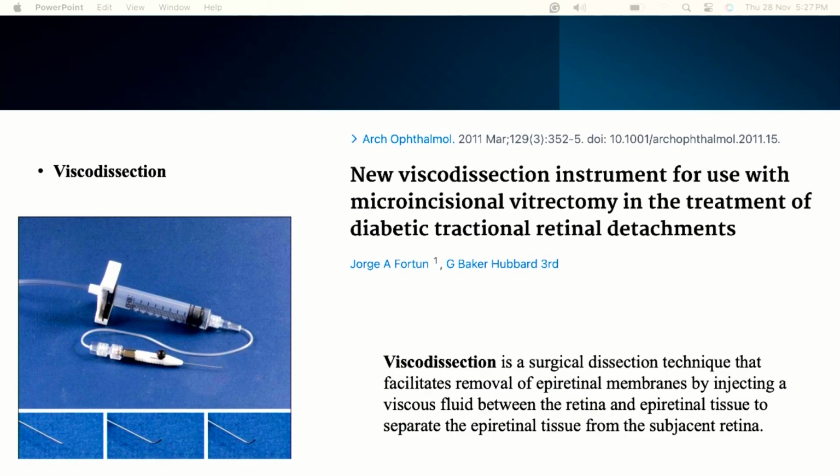The tip of the cannula, an opening is made in the posterior hyaloid, and the tip of the cannula is oriented parallel to the retina between the membrane and the retina, and controlled injection of viscoelastic along with blunt dissection using the cannula itself is carried out to delaminate the hyaloid and the fibrovascular membrane away from the retina.